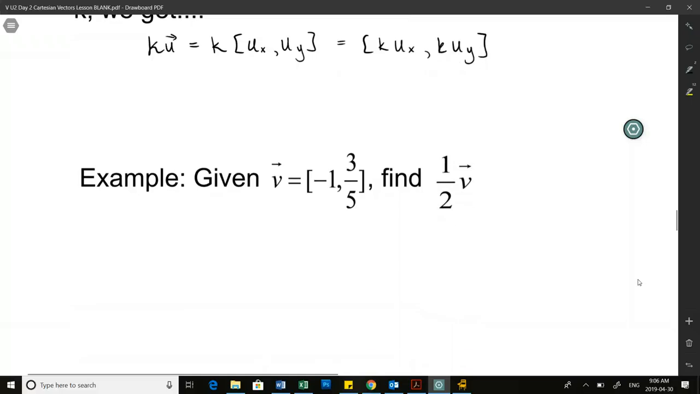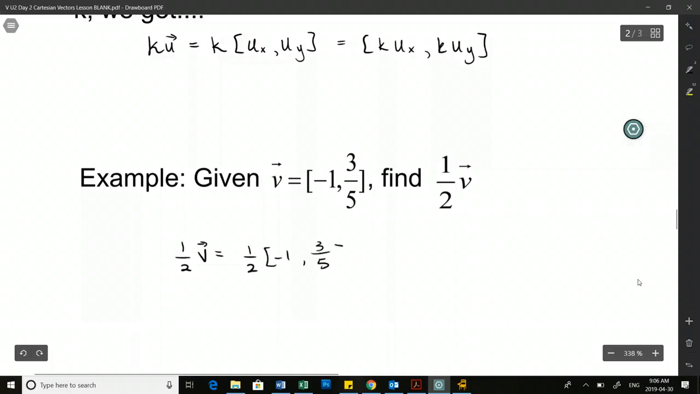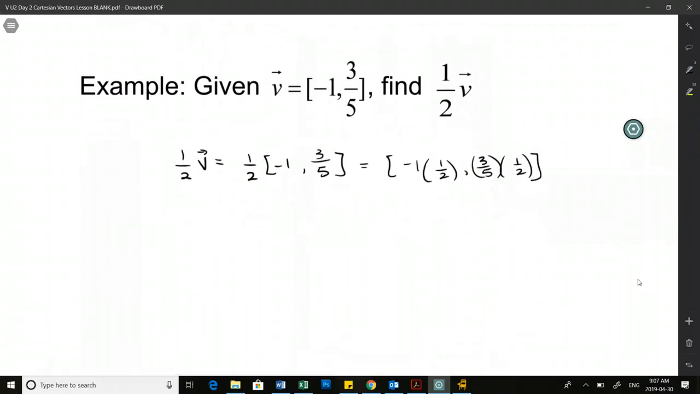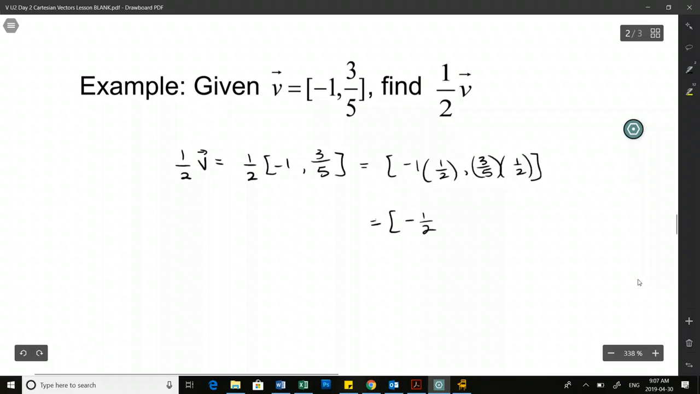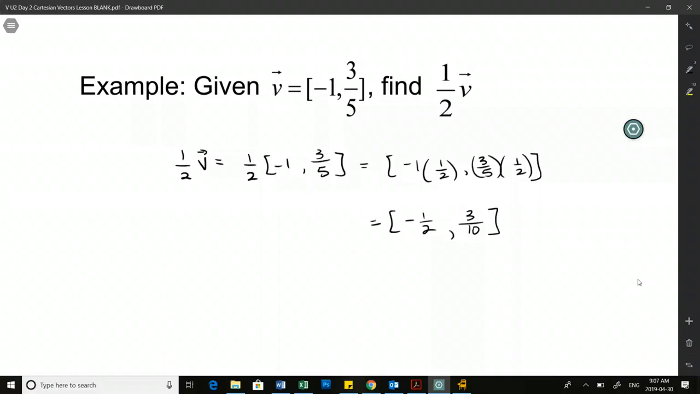Okay, so just an example for you guys here. If I want to find half of vector v, I'm going to do a half times our Cartesian vector here. And essentially what I'm doing is just distributing that half into my bracket here. So I'm going to do 1, negative 1 times a half, and then 3 over 5 times a half as well. And our half of vector v will become negative half and 3 over 10. So this is the vector that represents vector v, but half the magnitude. So it's still parallel to v, but it's half of its magnitude.